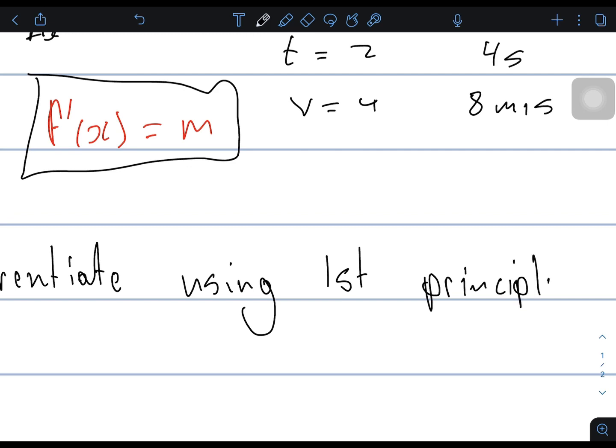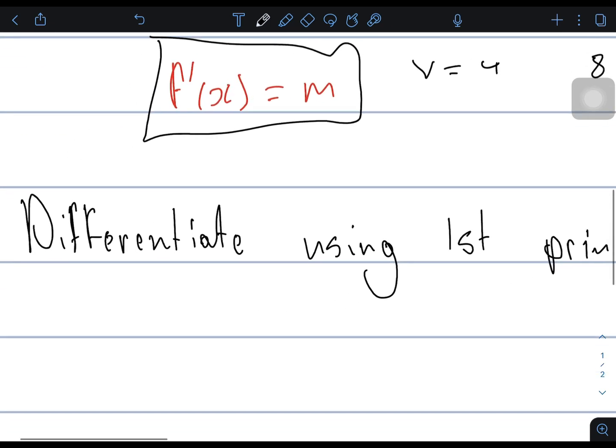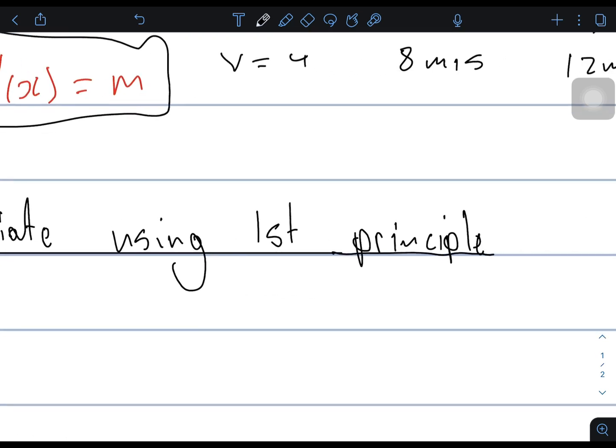There are many ways to differentiate. Before we start looking at other methods, we must know the first basic one. I'm not going to derive the formula, because what matters is to know the formula and know how to apply it.